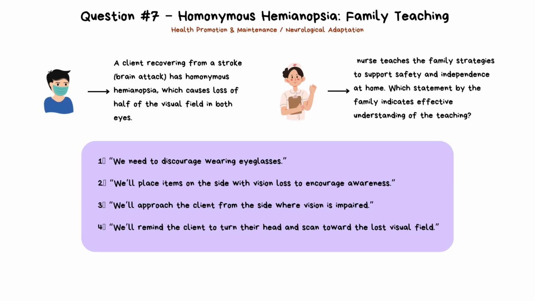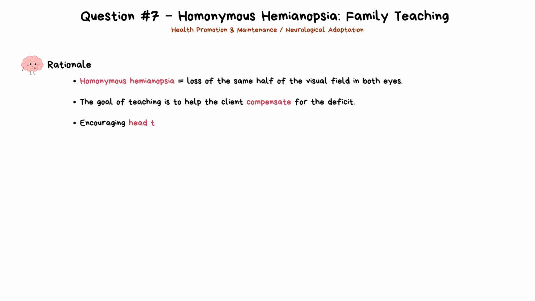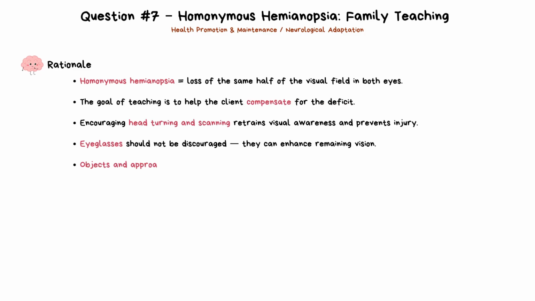The correct answer is option 4. We'll remind the client to turn their head and scan toward the lost visual field. Here's why. Homonymous hemianopsia means both eyes lose the same half of the visual field, for example, the right half. The goal of rehabilitation isn't to fix the deficit, but to teach the brain to compensate for it. Encouraging the client to turn their head and scan toward the blind side helps retrain visual awareness and prevents injury.